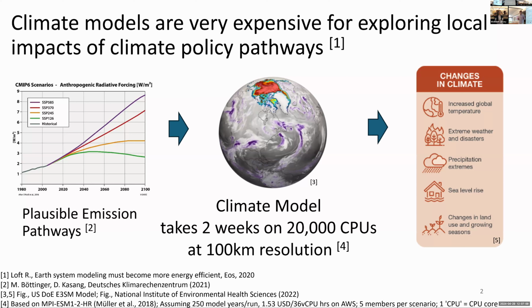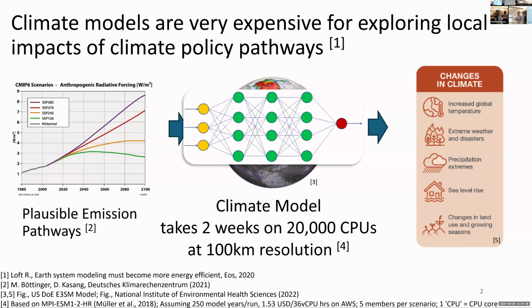The issue with that is each climate model, if run on one scenario, takes about 2 weeks on a 20,000 CPU core supercomputer at moderate resolutions. If you were to do that on AWS, it would cost you $300,000 per scenario that you want to simulate. So clearly that's infeasible for interpolating in between all these scenarios, and we're thinking about how we can find an approximation to this climate model to interpolate between.